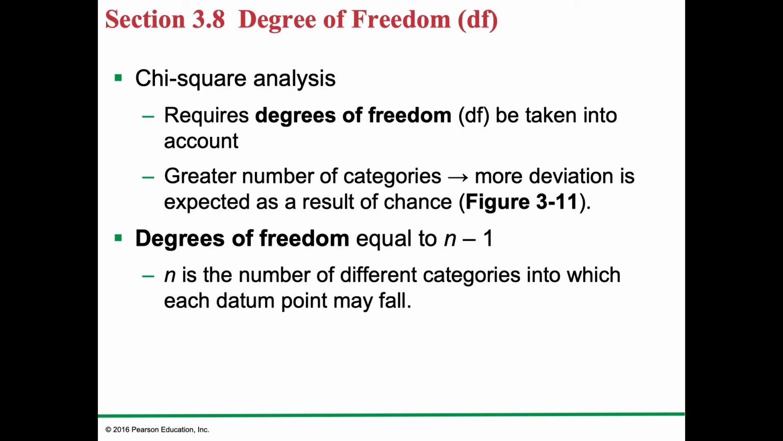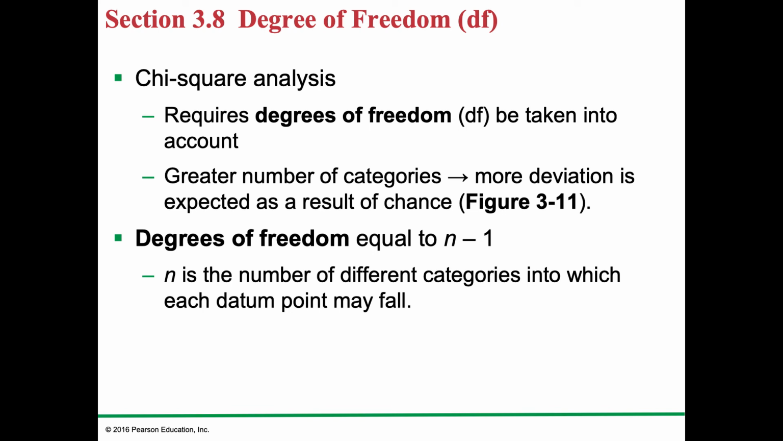So for our monohybrid cross we have only two options in our expected outcomes, purple or white. So in this case, n is equal to 2, but the degrees of freedom, remember, is n minus 1. So it's 2 minus 1, 1. So the degrees of freedom is 1.